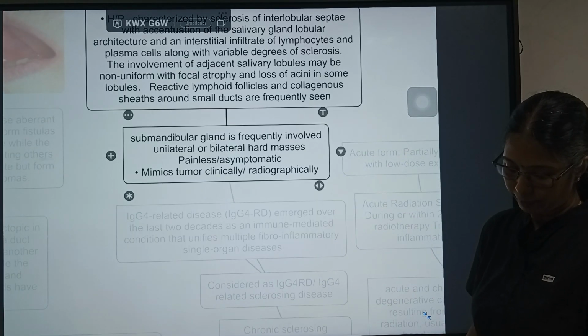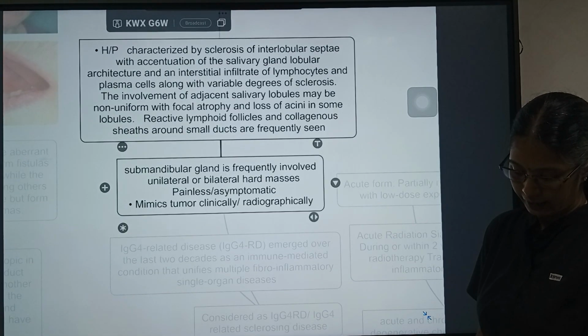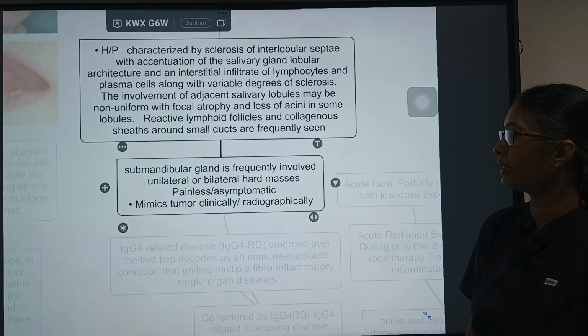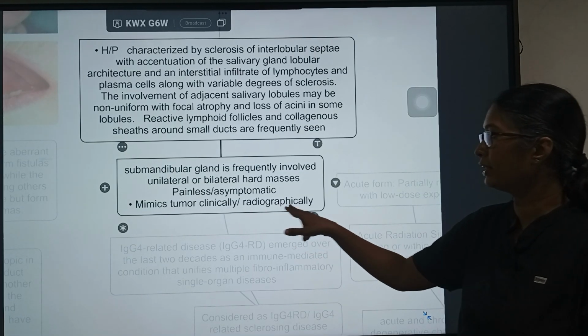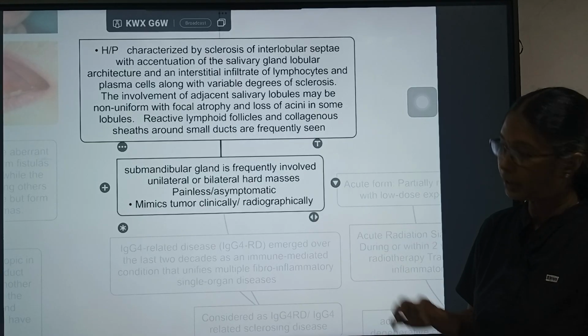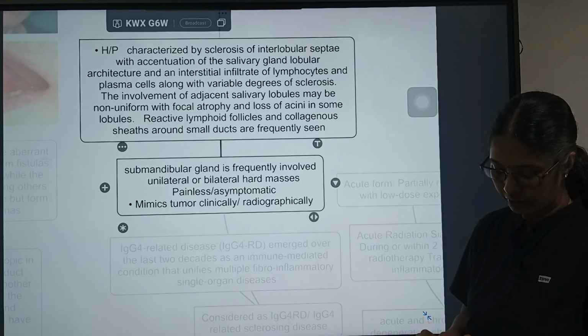So the submandibular gland is frequently involved, and unilateral or bilateral hard masses are found, which are painless or asymptomatic. It mimics a tumor clinically and/or radiographically. Though the name is Kuttner tumor, this is not actually a tumor.